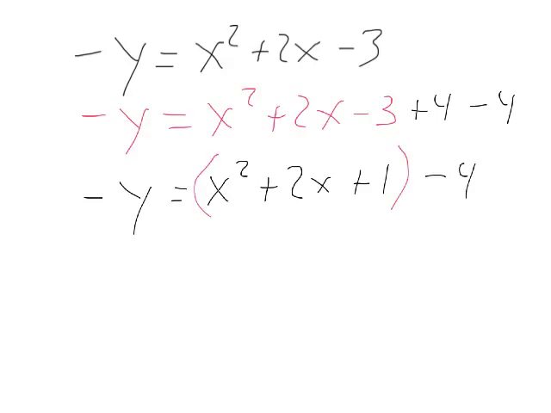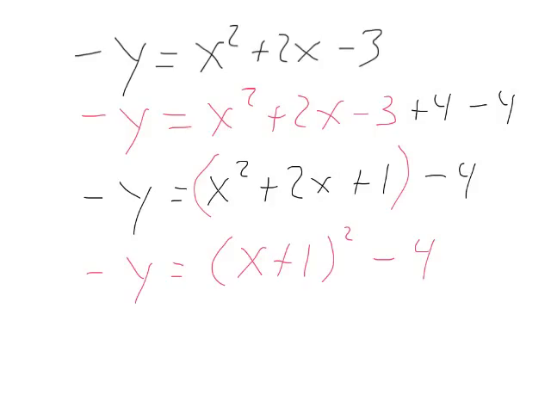Grouping this trinomial, I'll have negative y equals negative, x plus 1 quantity squared, minus 4. I'm not done yet. In order to finish this problem up, I am going to have to take care of that negative that we talked about before. This can't be negative.